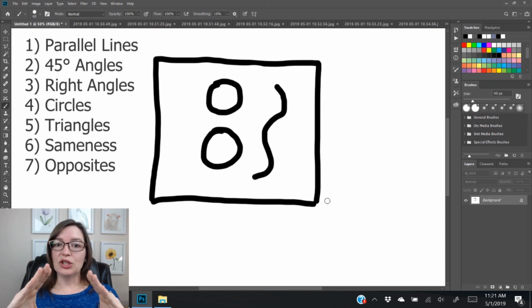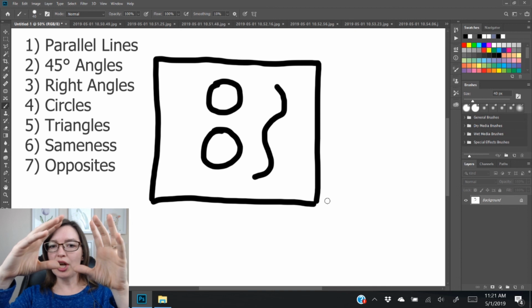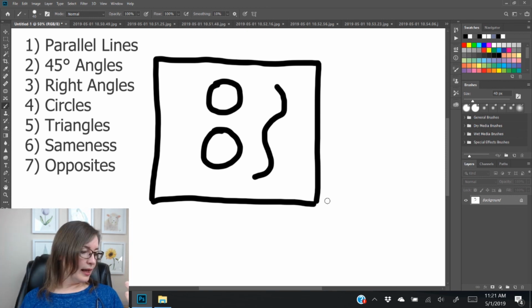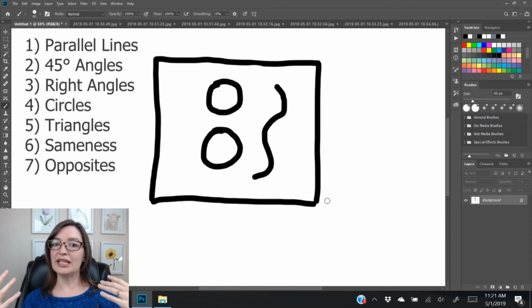Number 5 is triangles. Use your objects to create triangles. So a large object and 2 smaller objects, 3 equally sized objects, all can form a triangle on your screen. Number 6 is to repeat sameness, and number 7 is to juxtapose differences.